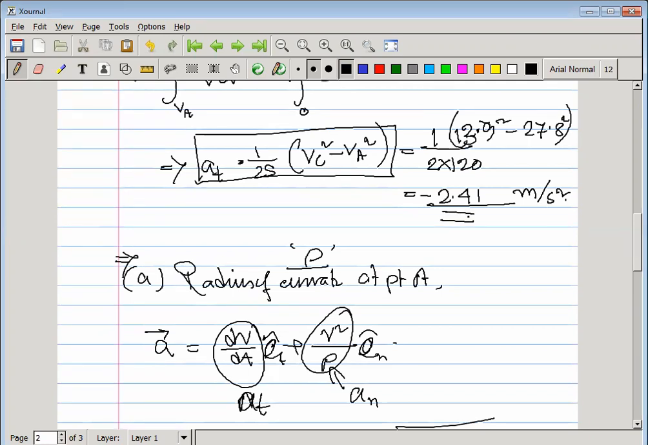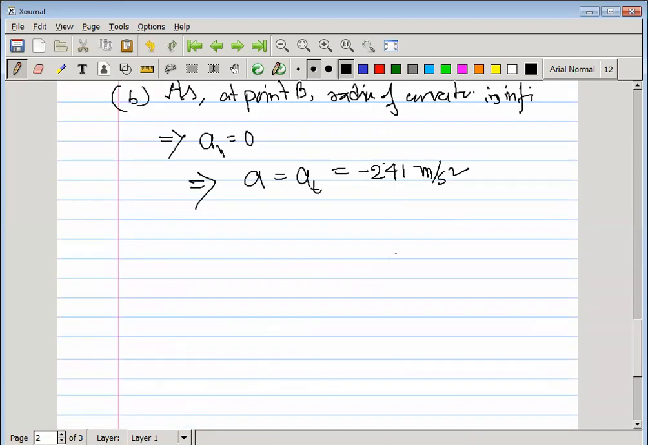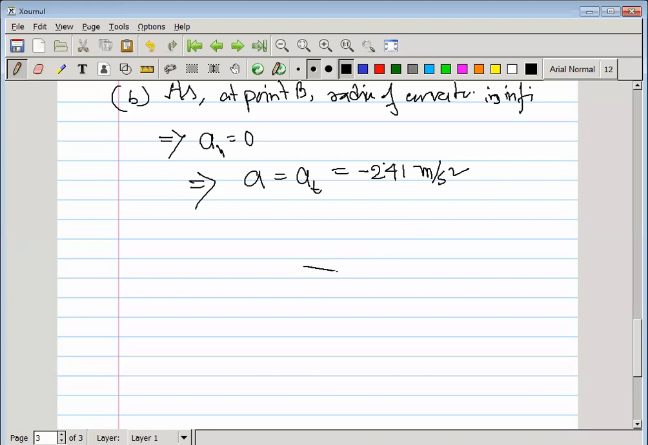Okay. Another thing you have to remember is, if we draw these components along the curve, suppose your curve is like this. At point A, it has been shown that your acceleration is minus 2.41. It means you travel in this direction, but your acceleration is negative. So the direction of the tangential component of acceleration is in this direction.